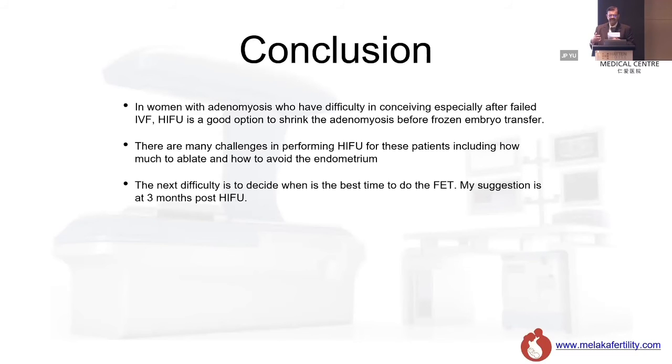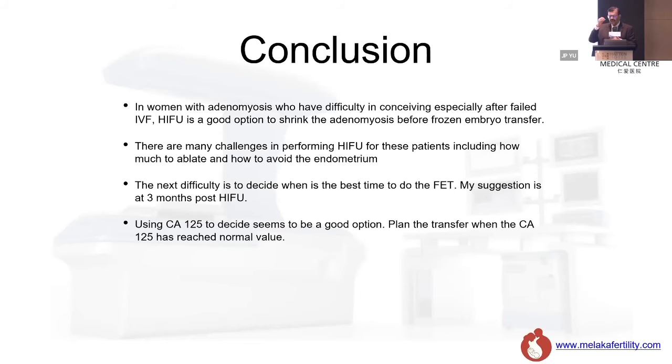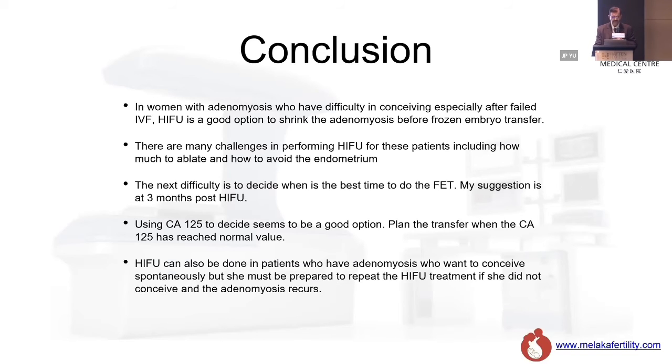The next difficulty, as I said, is to decide when is the best time to do the embryo transfer. My suggestion is 3 months. I will be running a case series to see if this is the best option. Another option is to use a CA125 to decide whether the patient is ready for transfer. So for all my patients, I do a CA125 before, and then we repeat it, say 3 months later, and see how it has come down. Well, then they may be suitable for embryo transfer.